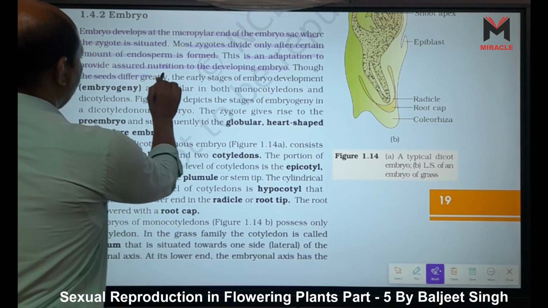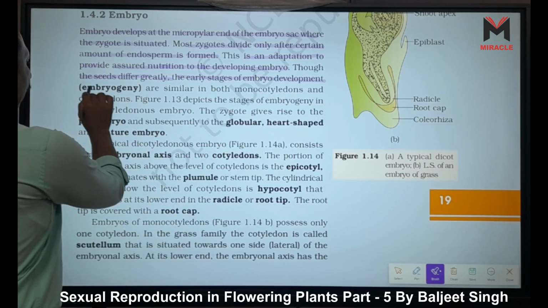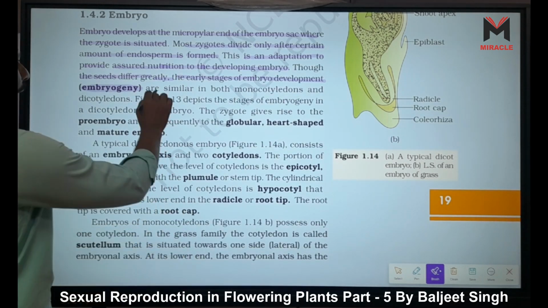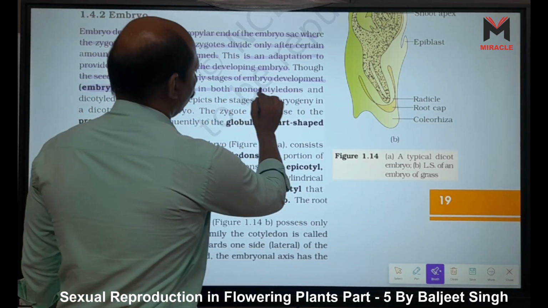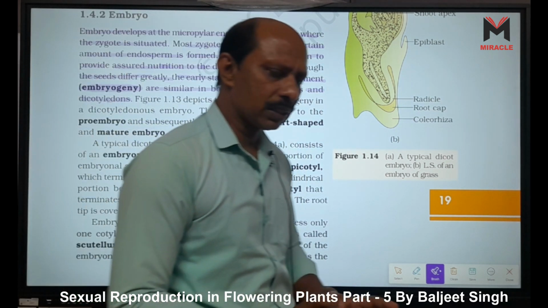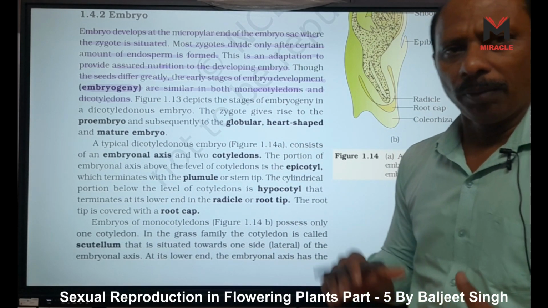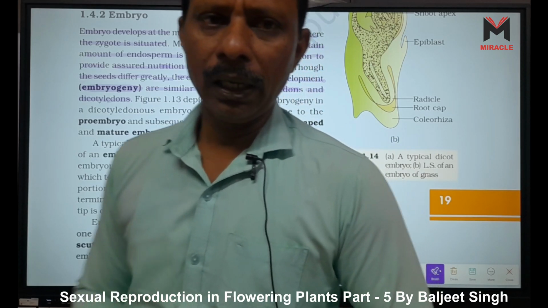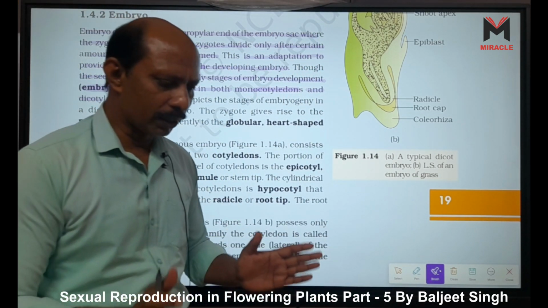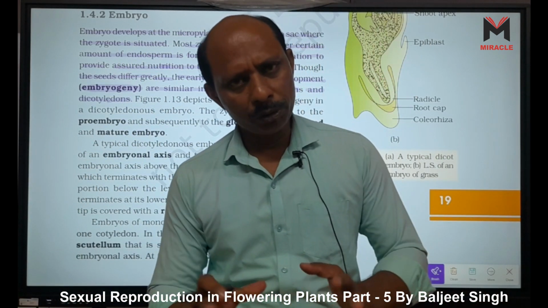Though seeds differ greatly, the early stages of embryo development are similar. Embryo development is also called embryogeny, and it is similar in both monocotyledons and dicotyledons. First division is a transverse division, and one large and one small cell are formed, the basal cell and the apical cell. The basal cell divides only through transverse division and forms a 6 to 10 cell long filamentous structure, which is called the suspensor in both cases, right?